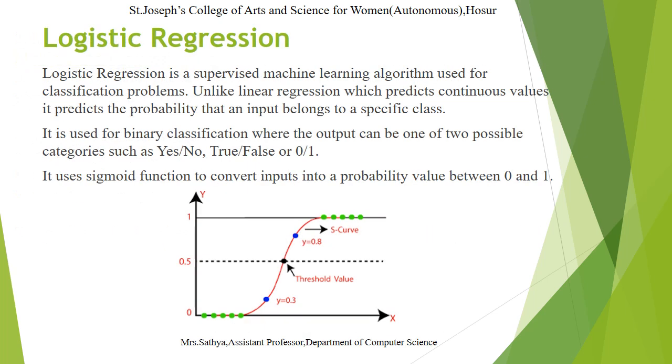This curve is like an S shape. An S-shaped curve, right? If the probability is greater than or equal to 0.5, it belongs to class 1. If it is less than 0.5, it belongs to class 0. So if it moves up, it goes to class 1, and if it moves down, it goes to class 0.